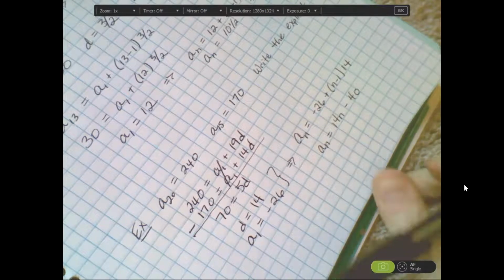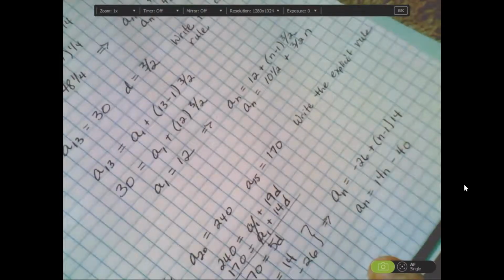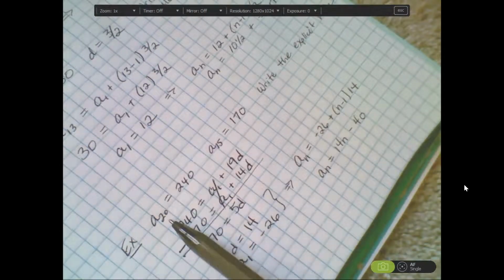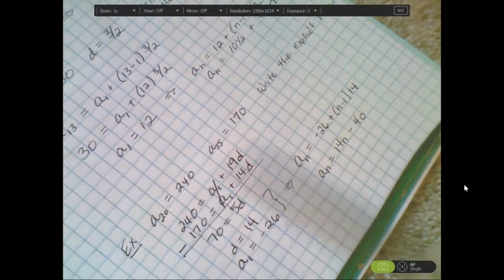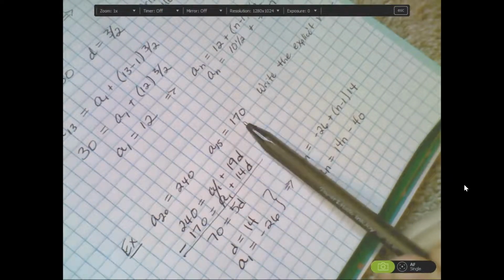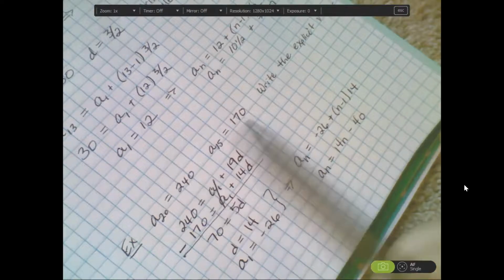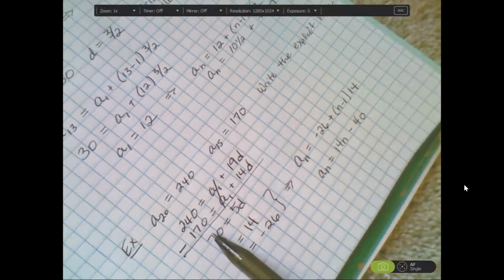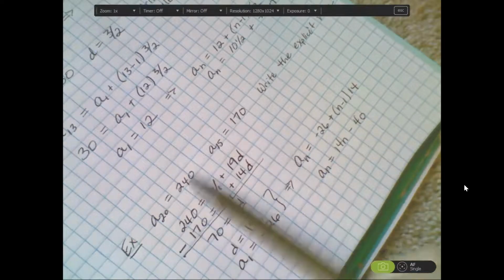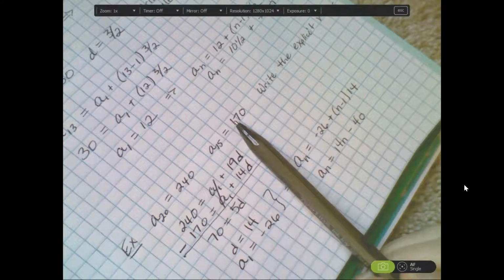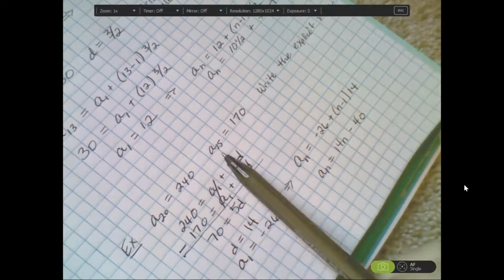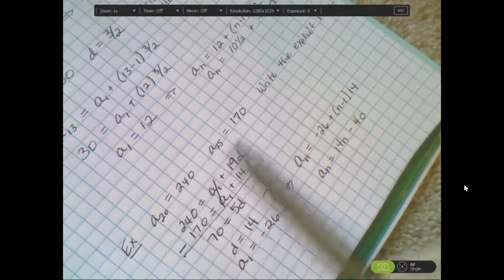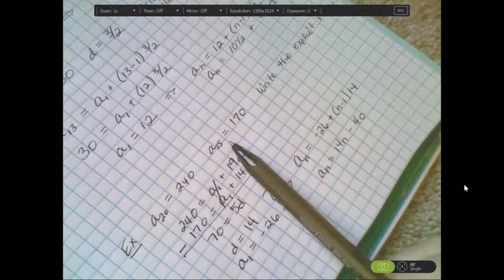The other way to do this, I won't work out through the whole thing, but there is another way to do this where you look and think, okay, so this is the 20th term, this is the 15th term. If we look at the difference between these two numbers, I kind of did that down here, the difference between these two numbers is 70. And the difference between these positions, this is the 15th term and this is the 20th term, so there's a difference of 5 in their positions.